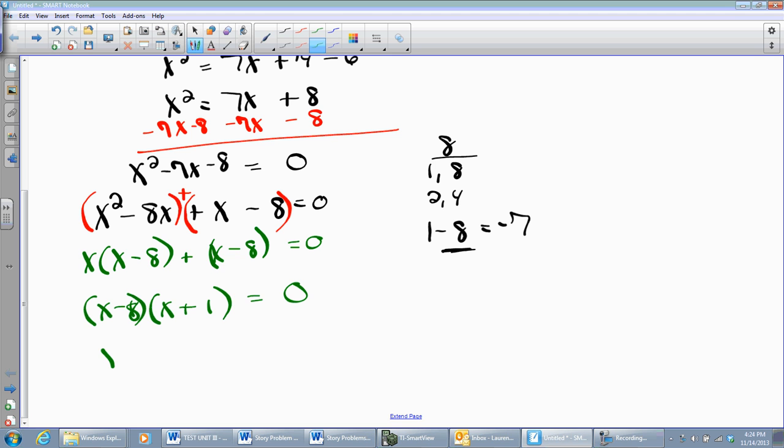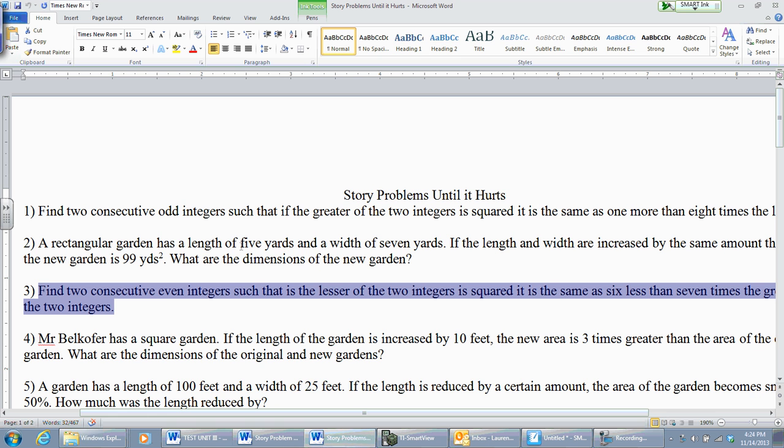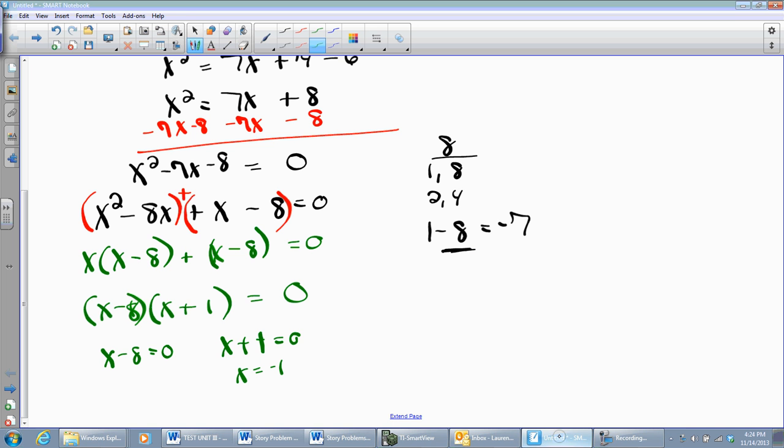I solve x minus 8 equals 0, and x plus 1 equals 0. X equals negative 1. I don't like that answer. Why don't I like it? Because I need 2 consecutive even integers. Negative 1 is not an even. I'm going to throw that puppy away.